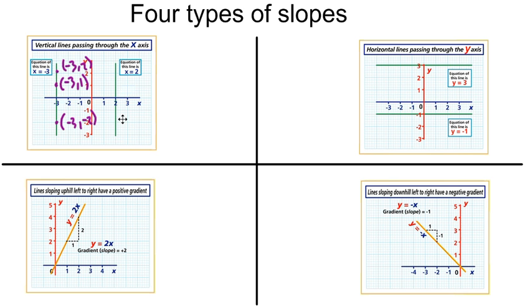And then same thing right here, this is x equals 2. So what do we call this slope right here? Well, we actually call this slope an undefined slope.